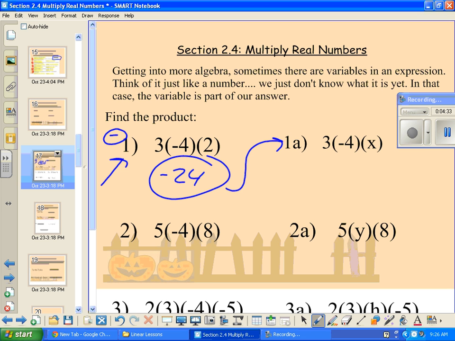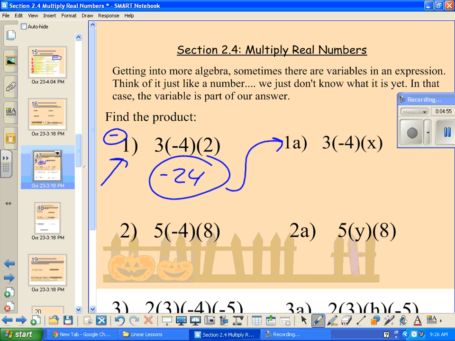Now I have 3 times -4 times x. Again, that x, that's just a variable, stands for some number that I may be able to figure out later. Maybe they'll tell me what x is, but I just don't know what it is right now. So in that regard, I'm going to treat it like a number, though. It's going to still be in my answer, in my final expression, but I won't get some kind of final answer like a number, like 12 or like 18 or -2.